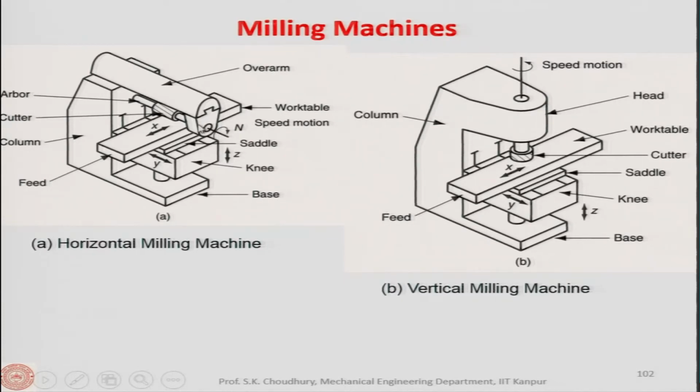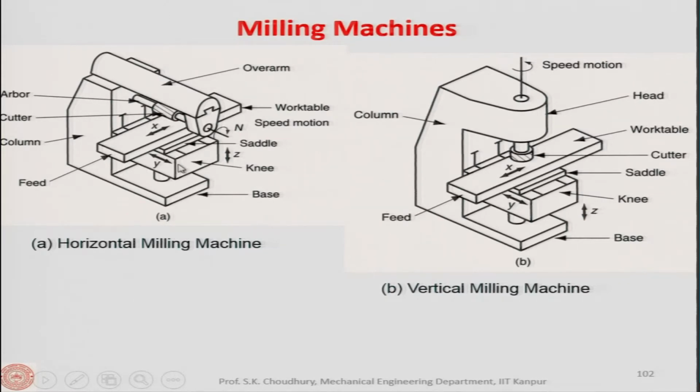Now, here we have the saddle. This saddle moves in this direction, the y direction, that is the cross direction, and this is the feed direction. This is the work table. The work table moves in this direction. So, we will have x and y, both directions in which the workpiece can be moved. The workpiece, of course, is mounted on the table. This is the column of the milling machine, which is a part of the base, of course.